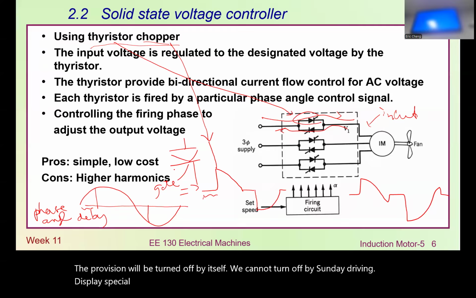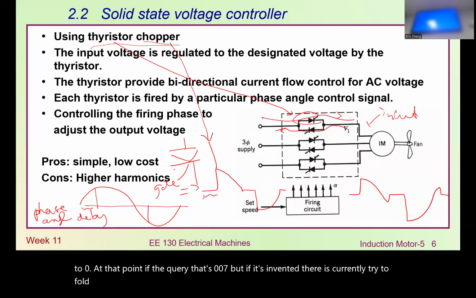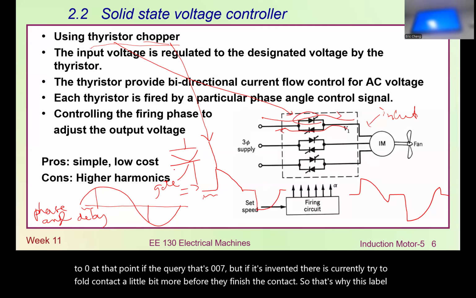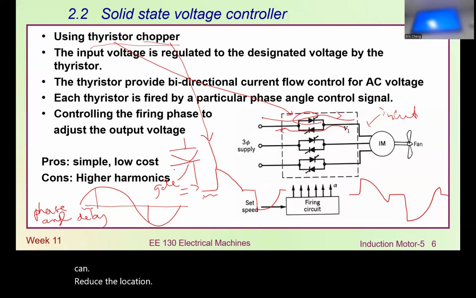It turns off when the current passing through it equals zero. At that point, if the current just equals zero, it turns off by itself, but if the load is inductive, the current will try to keep conducting a little bit more before the conduction finishes. So that's why this waveform or this waveform appears. But anyway, you can see that we are using the phase angle here. You can therefore reduce the voltage. So that's what I can tell you.